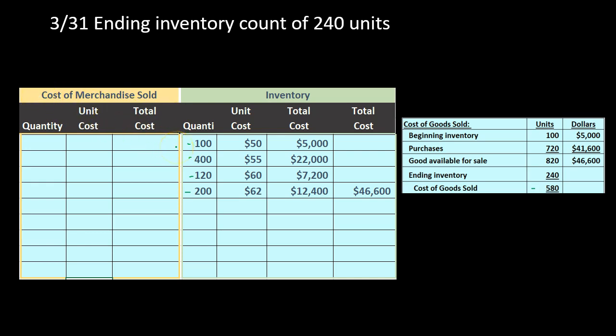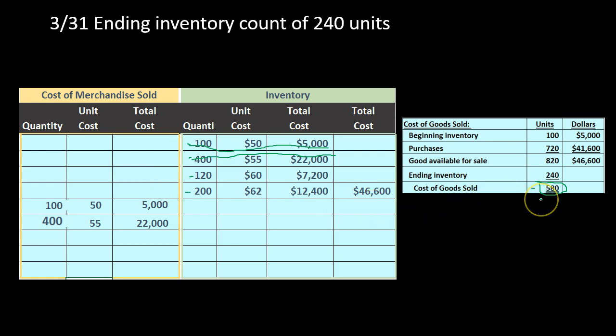So in other words, if we sold 580 units, we sold all of this 100 units at 50. We assume that that is gone. So this whole row has been wiped out here. And then we sold 400 at 55. This row is basically gone. We sold all of those because we're trying to get up to 580. And those are gone. And now we're going to say, okay, how much do we have left here?